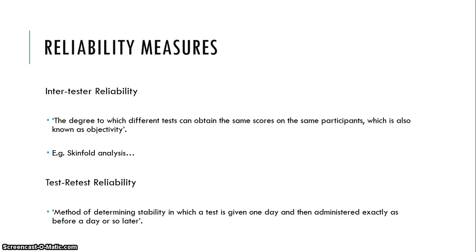There are reliability measures that I would like you to consider when planning your studies and thinking about over the next few weeks. One of them is the inter-tester reliability. This is defined as the degree to which different testers can obtain the same scores on the same participants. It's also known as objectivity. My example here is skin fold analysis.